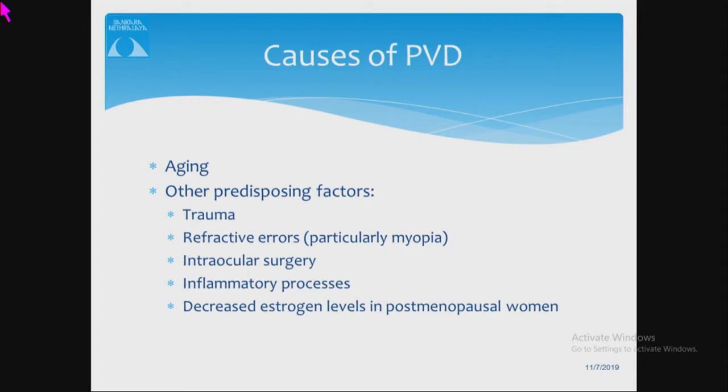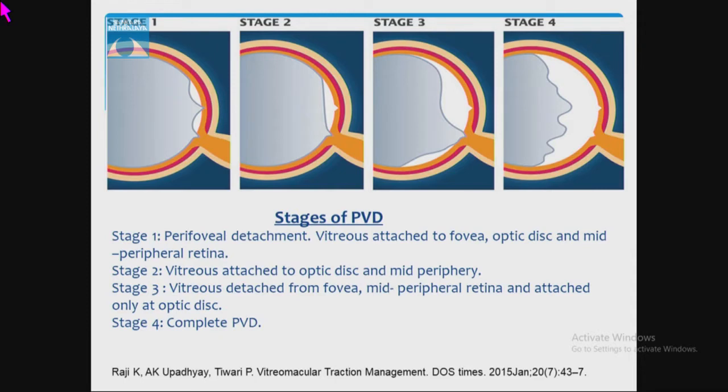PVD can be a normal process with aging, or other predisposing factors can be trauma, refractive errors, particularly myopia, intraocular surgery, some inflammatory processes, and physiologically decreased levels of estrogen in postmenopausal women. The stages of PVD. In stage 1 PVD, there is perifoveal detachment of vitreous. In stage 2, the vitreous is attached to the optic disc and mid-periphery but detached from the fovea. In stage 3, it remains attached only to the optic disc. And stage 4, known as complete PVD, is completely detached from the retinal surface.